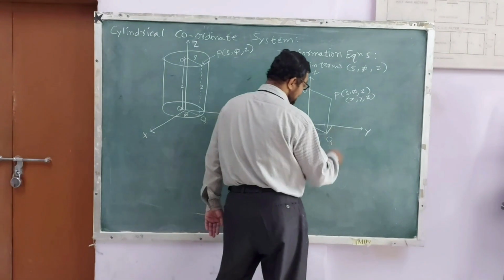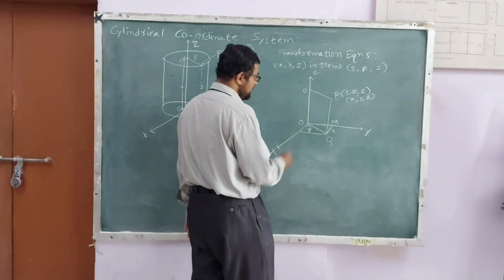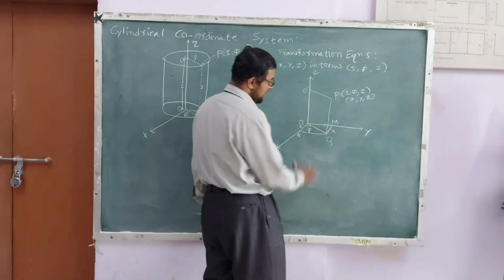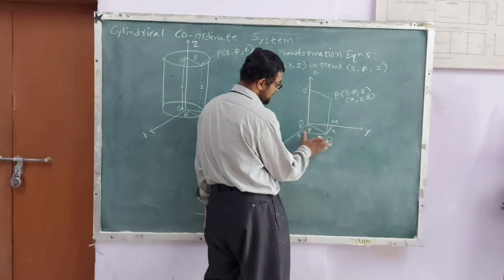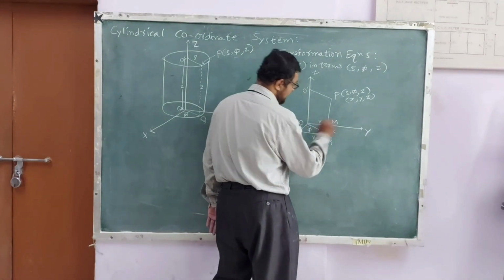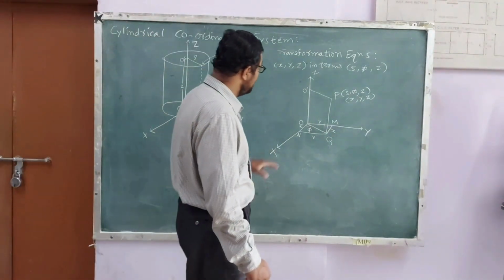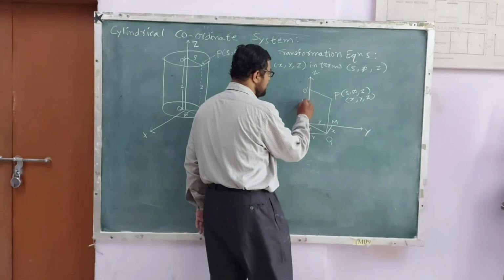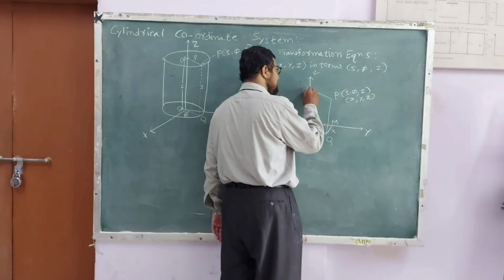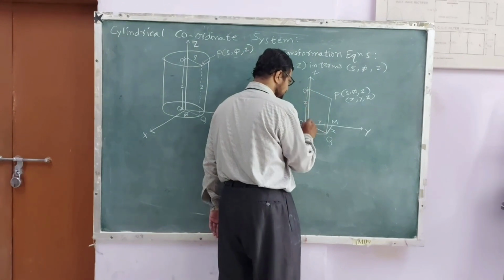So this distance is x, and I will call this point N. This distance is again x. And this distance, which is perpendicular on the x axis, gives us the y coordinate, and again this is the y coordinate. So from this we have the three coordinates. The third coordinate is the z coordinate, which is the same in both the Cartesian as well as the cylindrical coordinate system.